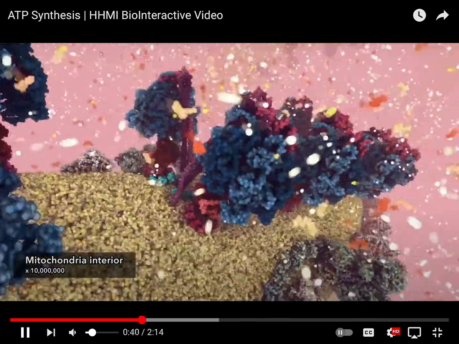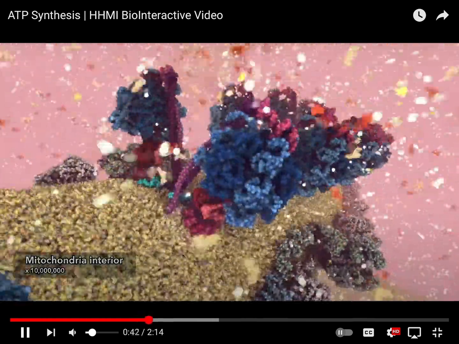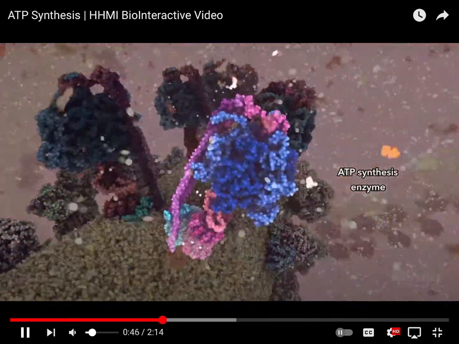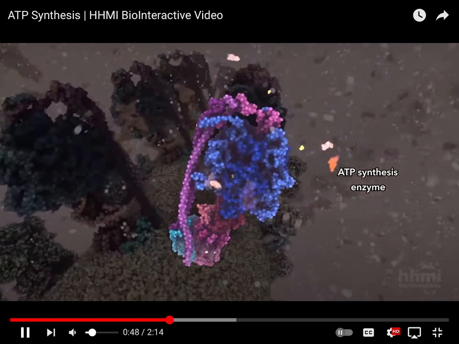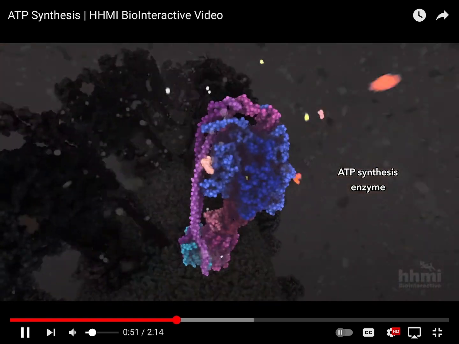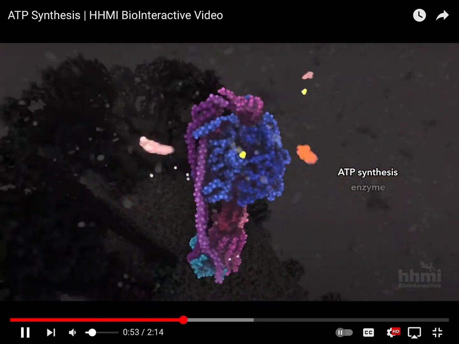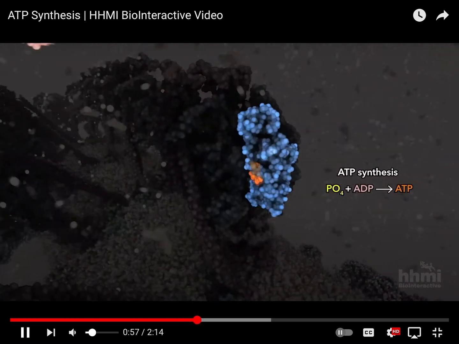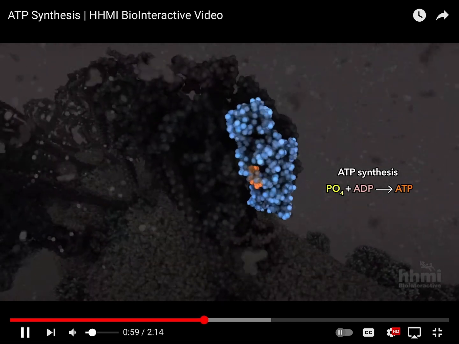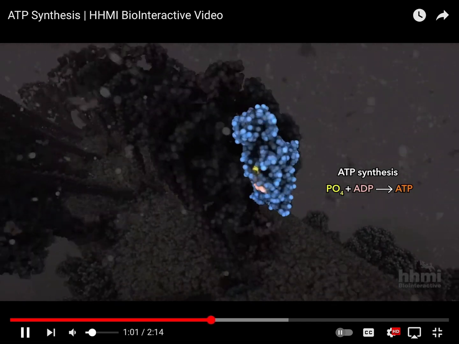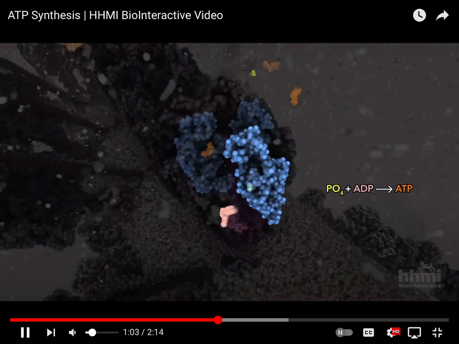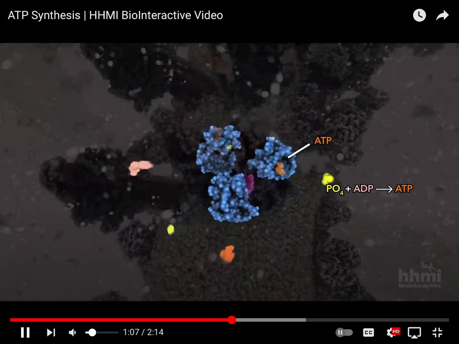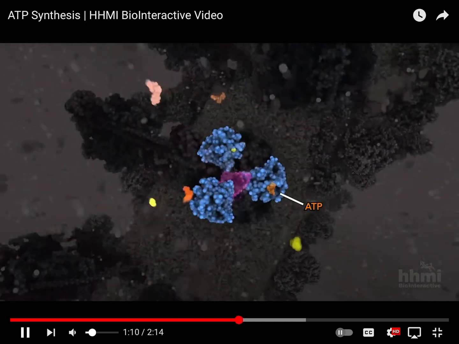Deep inside your mitochondria, rows of molecular motors generate ATP, the molecule essential to all life on Earth. Enzymes bring together reactants to form a chemical bond, converting mechanical energy into chemical energy. A ring of enzymes work in step, creating 3 molecules of ATP with each cycle.